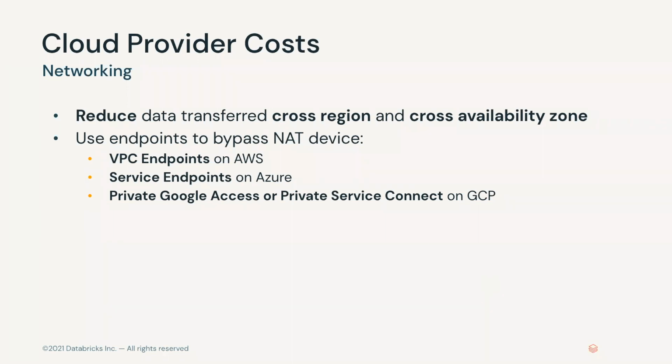And also, it's always great to try to avoid using something like a NAT device, so that instead you can use VPC endpoints on AWS, service endpoints on Azure, or Private Google Access or Private Service Connect on GCP, which allow you to connect directly on the backbone of these cloud providers without having to go out into the public internet, because NAT devices typically are a lot more expensive in terms of data transfer than these types of endpoints that you can create instead to make it a lot cheaper.